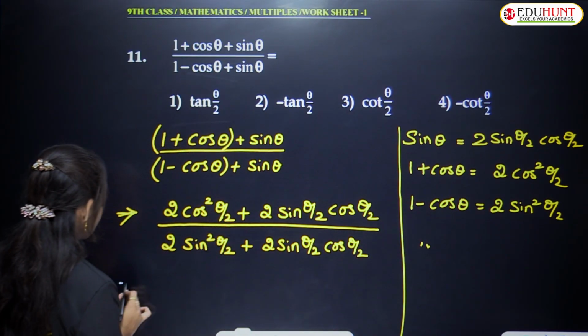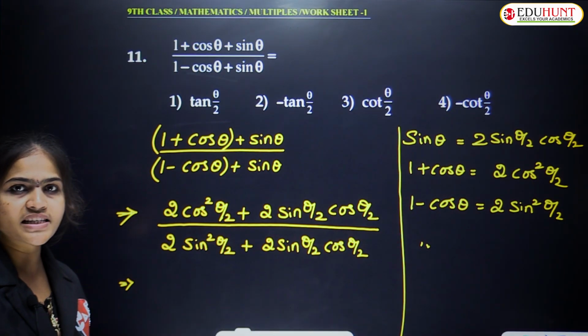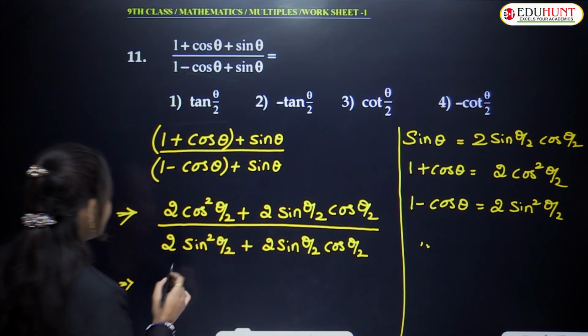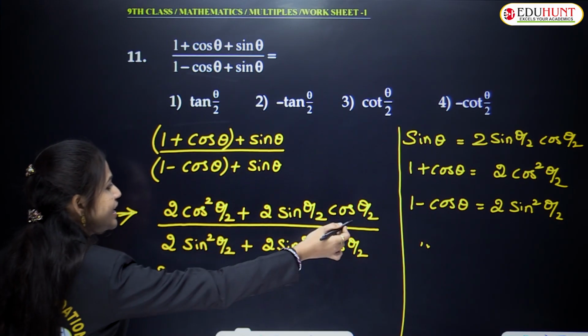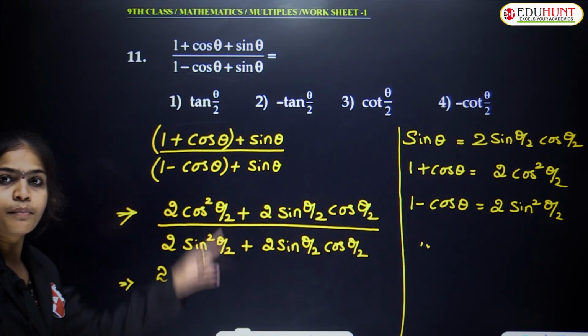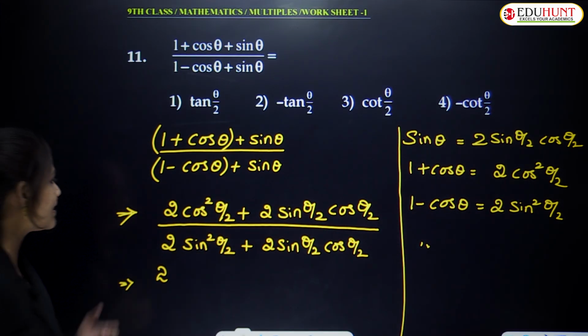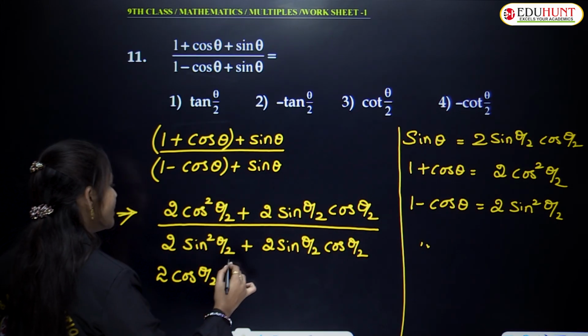Clear? Yes. From that numerator we can take one term as common. Here 2 is common in these two terms, right? So take that 2 as common, as well as cos theta by 2. Here also cos theta by 2 is there, but 2 times there and here 1 time is there. So that's why take it as common, 2 cos theta by 2.